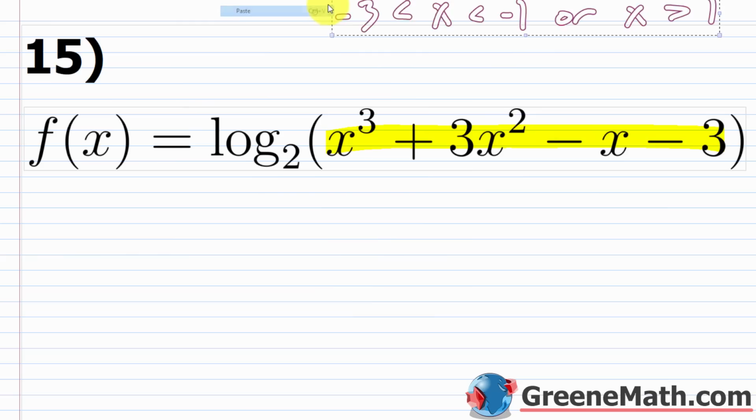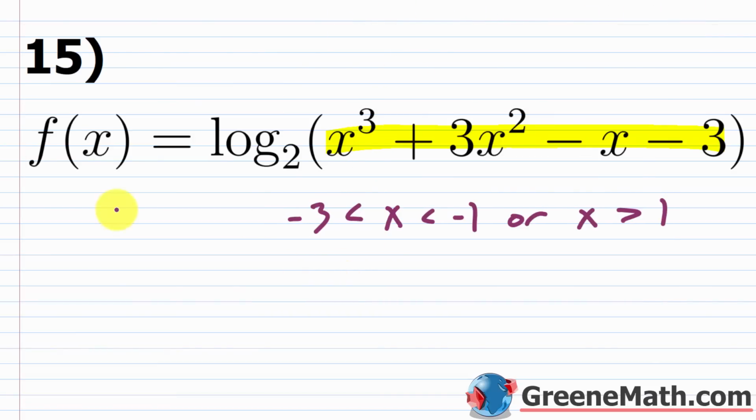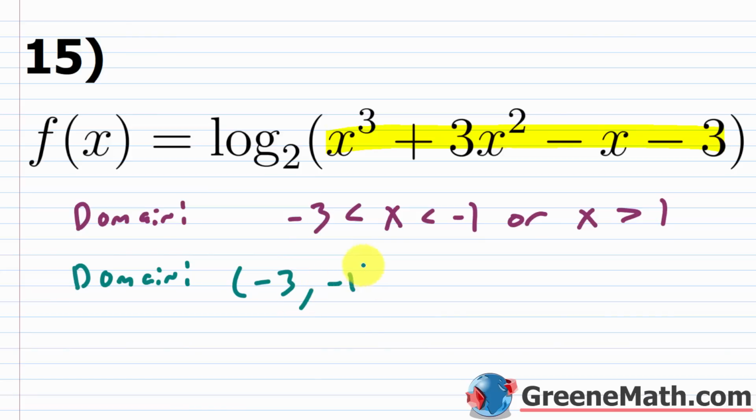Let me grab this real quick, come back up here. So this would be your domain. Again, if you want to write it like this, that's fine. So this is the domain, and then you can also do it in interval notation. If you want to write it that way, we can say this right here, you'd have -3 to -1 with both being excluded. And then you have the union with anything that's larger than 1. Again, 1 would be excluded.